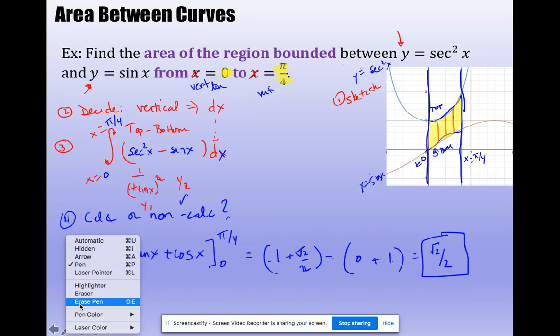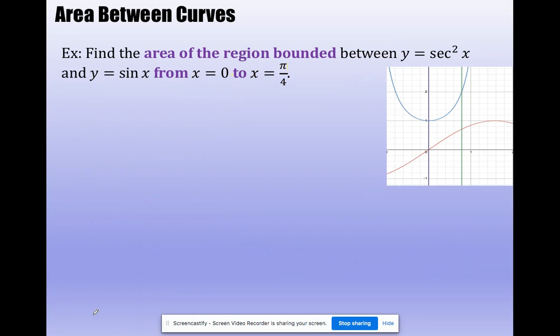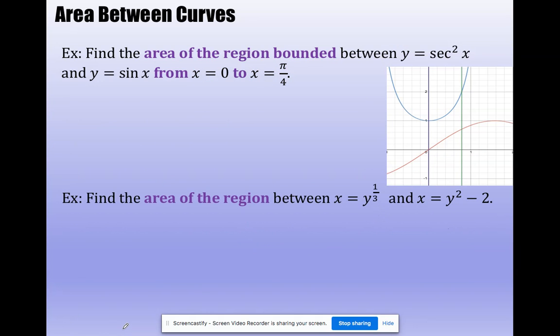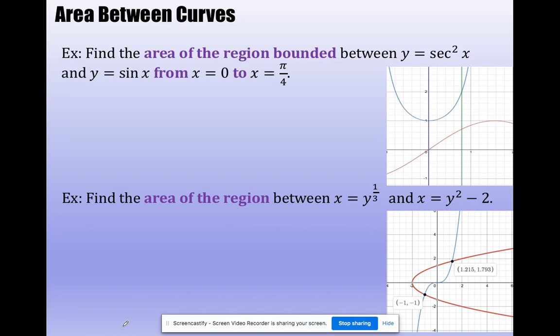One more. Look at how I wrote this one. Find the area of the region between. I didn't give you any bounds. So that's kind of a clue that I'm going to need to find points of intersection.